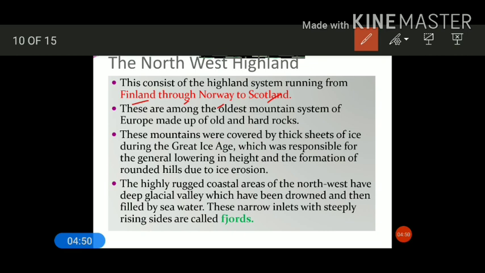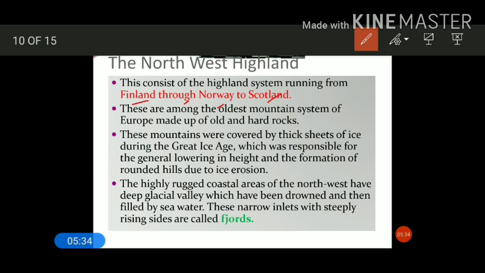This was also a fold mountain system, but due to continuous erosion made by ice and glaciers during the glacial age, or the great ice age, the height of this landmass was reduced drastically. These mountain systems were covered by thick sheets of ice during the great ice age, which was responsible for the general lowering in height and the formation of rounded hills due to ice erosion. So there are many rounded hills in the northwestern highlands, basically due to ice erosion.